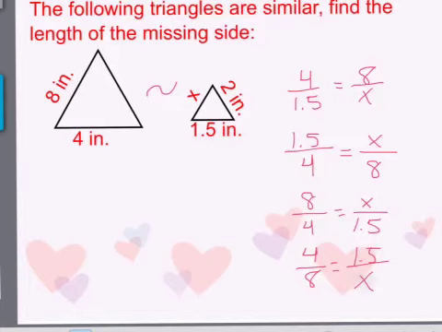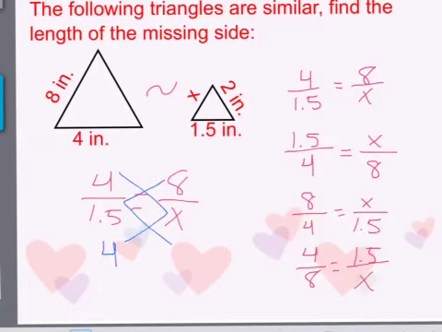No matter which one we start with, let's say 4/1.5 equals 8/x. It is a proportion, so we're going to cross multiply. We get that 4x equals 12. Divide both sides by 4. That means that x equals 3. So 3 inches is the length of that missing side.